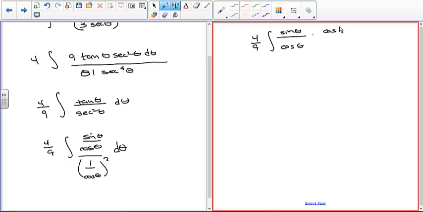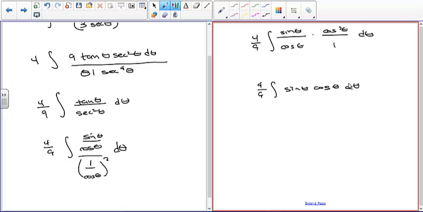So the reciprocal of 1 over the cosine is cosine over 1. Okay, so let's see what happens. So we end up with sine of theta, cosine of theta, d theta. Now that one looks easy, right? That's about the simplest trig integral.